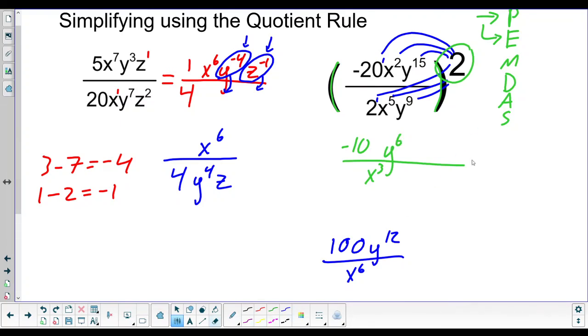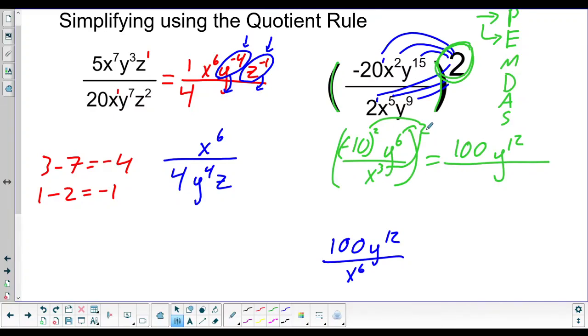We still have this 2 outside. So now we're going to distribute our 2 onto everything, including the 10, the 6, and the 3. So negative 10 squared, negative 10 times negative 10 is 100. 2 times 6 is 12. And then 2 times 3 is 6. And lo and behold, these match. They're the same. Oh my goodness, it's almost like math is self-consistent.